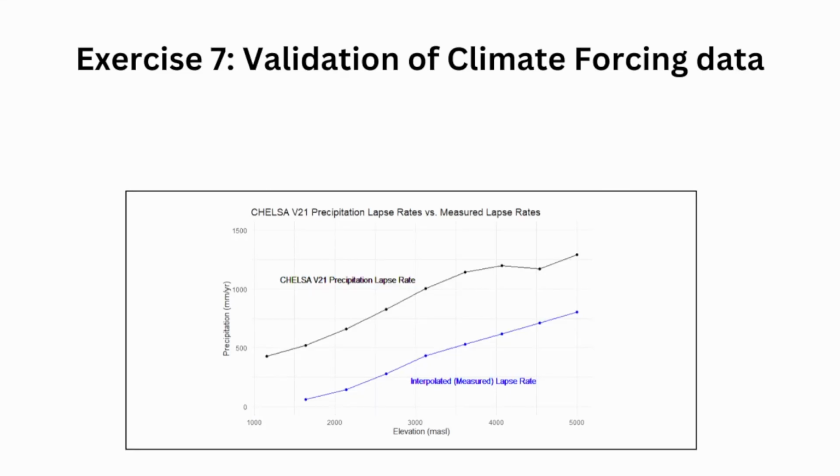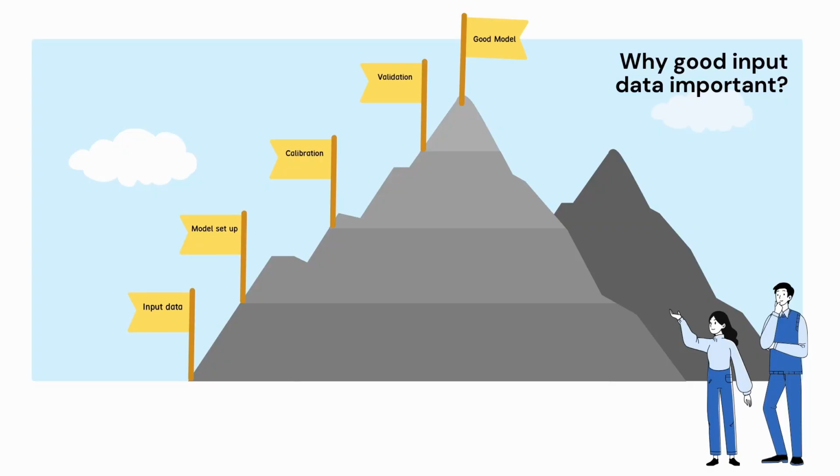Hello everyone, my name is Aidar, and in this video, exercise 7, we will talk about validation of climate forcing data. In hydrological modeling, accurate and reliable input data is crucial. Before we dive into model calibration and simulations, we need to ensure our input data is accurate and complete. Poor data quality can lead to misleading results, affecting the reliability of your model predictions.